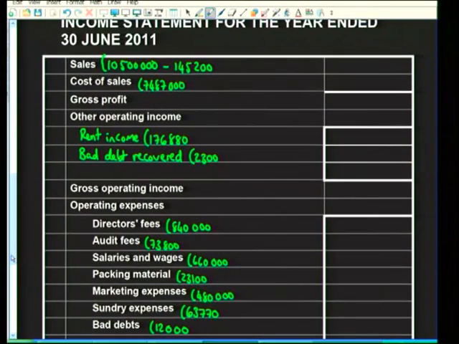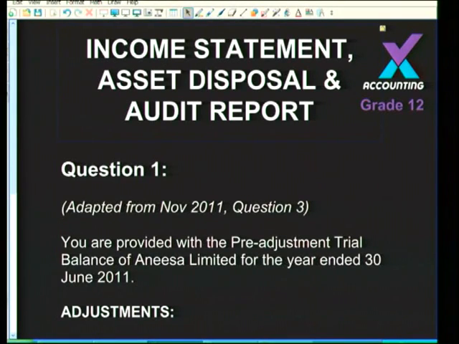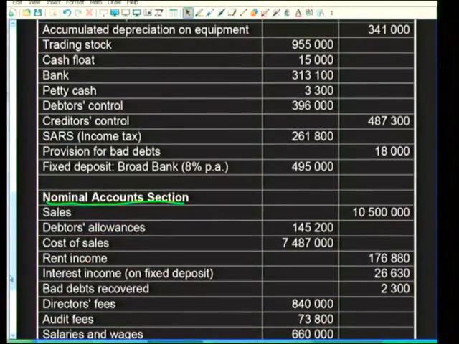Welcome back, everyone. I hope that you used the ad break to fill in the numbers that we know already, and I just want to highlight a few things. I filled them in the meantime. Very importantly, your first step in an income statement is always to take your sales number and subtract your debtors' allowances. So that's this 145,200 Rand over here. What you should do when answering this question is go back to the trial balance, and when you see this information, your very first step should be to take the sales number over here, and subtract the debtors' allowances of 145,200. I've done that already over here.